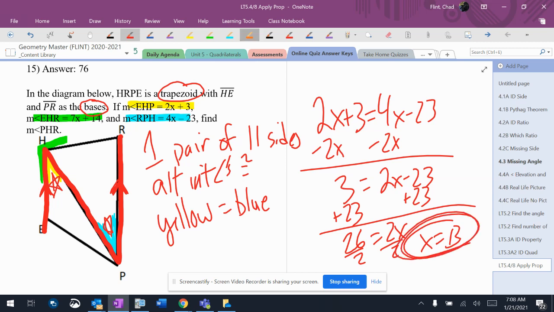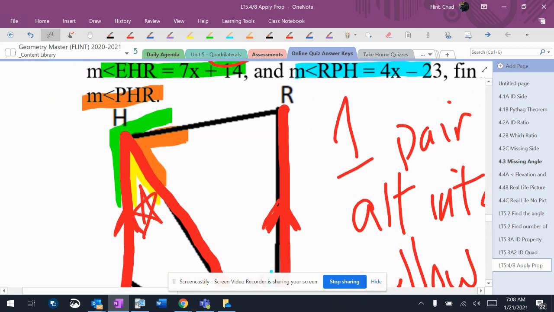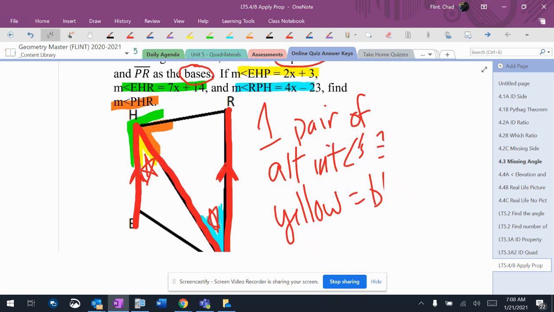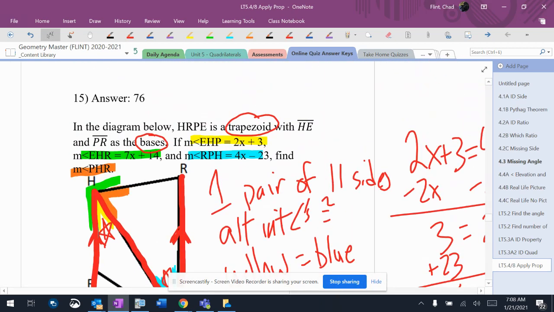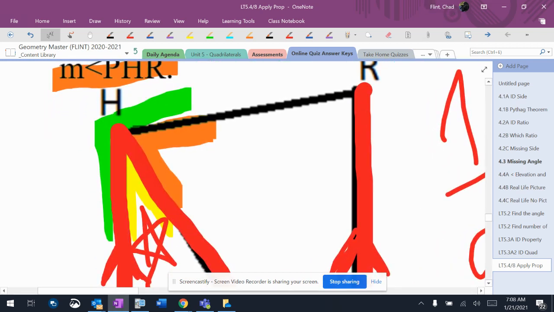If you look at this, PHR is actually that angle right there in orange. Now this creates a whole other problem because I don't have any algebra for that, and that PHR is not the same as anything else in that picture. But hopefully what I can notice is that the yellow angle and the orange angle, if I put them together, I'd get the green angle. So the yellow angle and the orange angle together is going to give me the green angle.